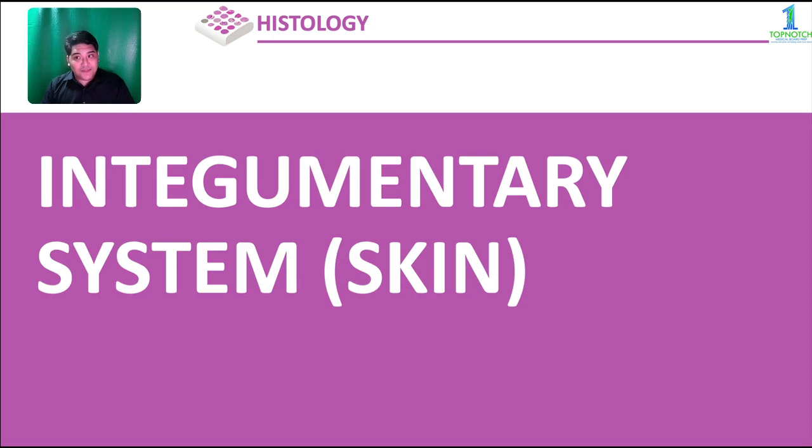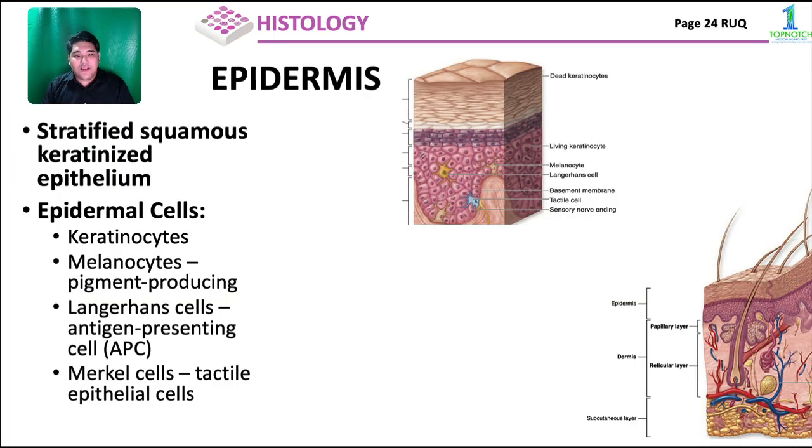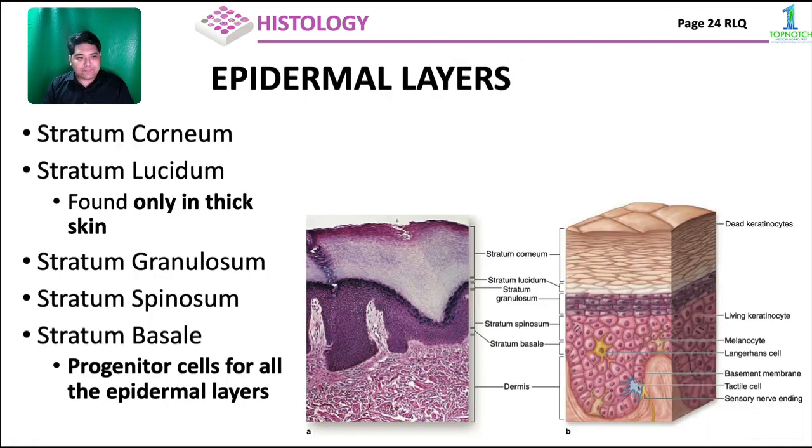Let's go to the skin. The outermost layer is your epidermis. Your epidermis is a stratified squamous keratinized epithelium, and you also have a lot of your epidermal cells, your keratinocytes, melanocytes, Langerhans cells, and your Merkel cell. Remember your Langerhans cells? This is also a part of your mononuclear macrophage system.